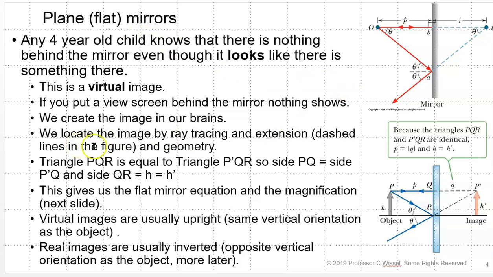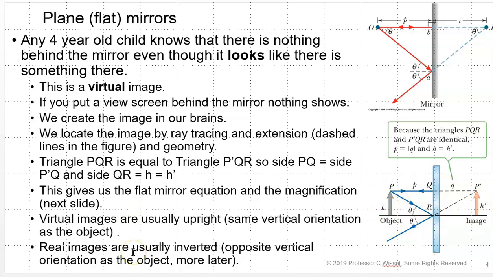We can locate the image by ray tracing and extension. And of course, that is these dashed lines in these figures. Those are the extensions. And we're going to use geometry. So we have several triangles here. We have PQR, and this triangle is the same type, same size and everything as P prime QR. So side PQ is the same as side P prime Q. So this distance is the same as this. Side QR is the same for both triangles. And since this part is parallel to that, H equals H prime. Okay, this gives us the mirror equation and the magnification, which will be on the next slide.